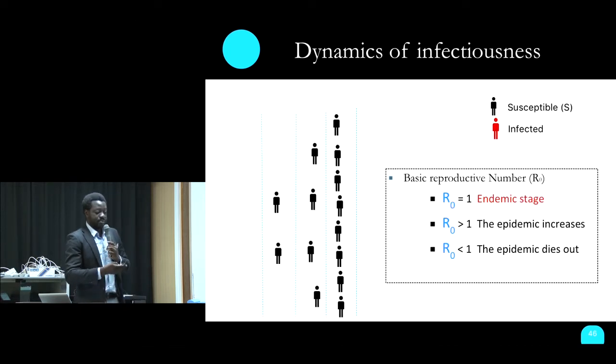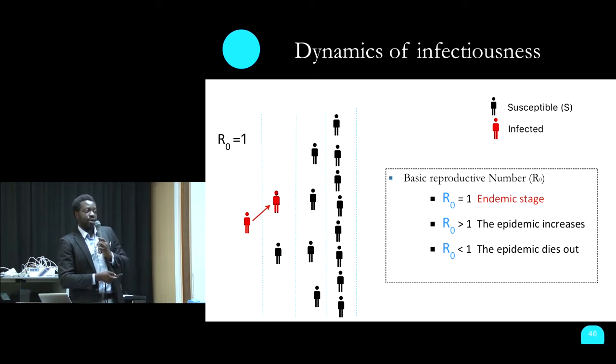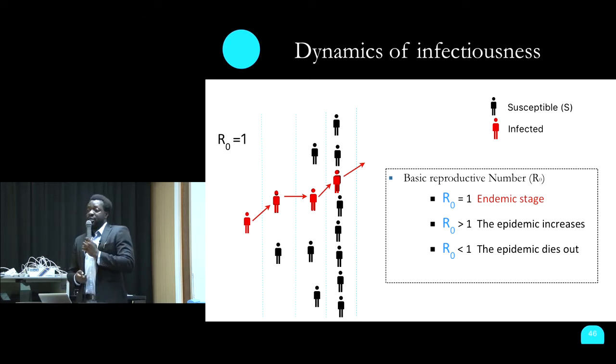More illustration. We have an R naught of 1, meaning that 1 person can transmit infection only to 1 person. For example, this one here becomes infected, and it goes on and on. But we will have an endemic stage. The epidemic will not take off, but we will have a stage where the epidemic is there, it's not taking off, it's not dying off.